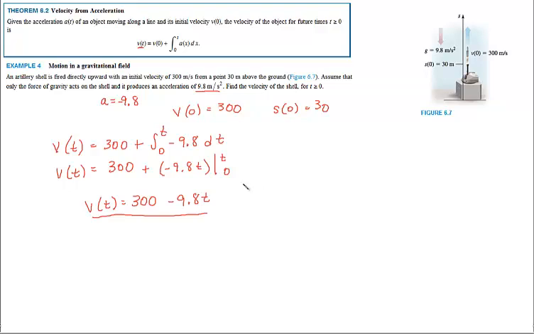I could get my position formula because they did give me this. They didn't ask for it, so I'm not doing it.